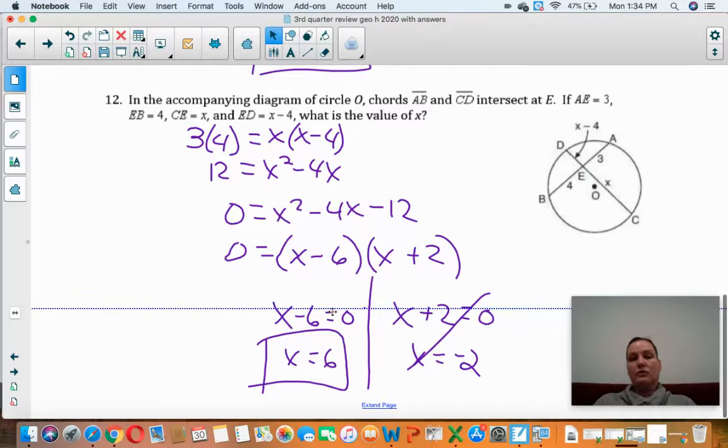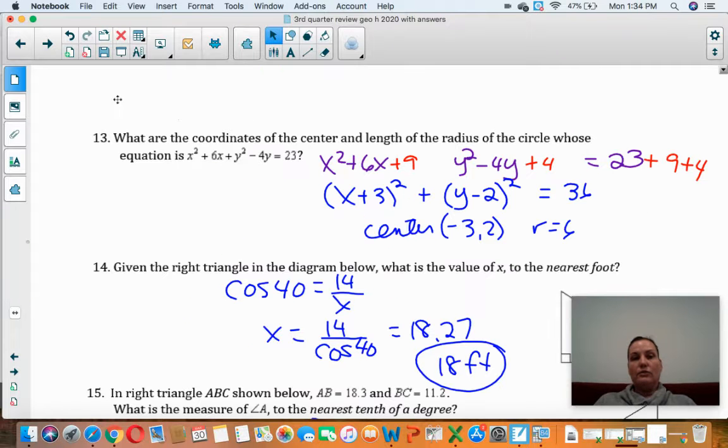Once you have your factors, you set each factor equal to 0 and solve. So my answers are 6 and -2. I just reject. I don't erase this, I just put a line through it. I reject it because the length of a segment cannot be a negative number. Okay, moving on to the next page right here.